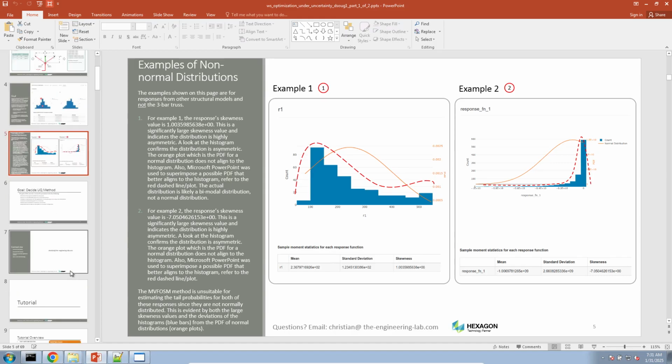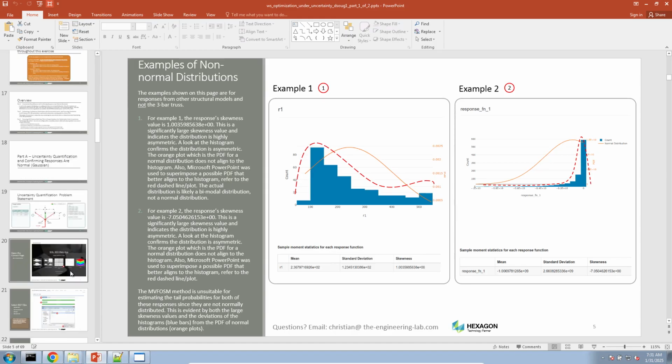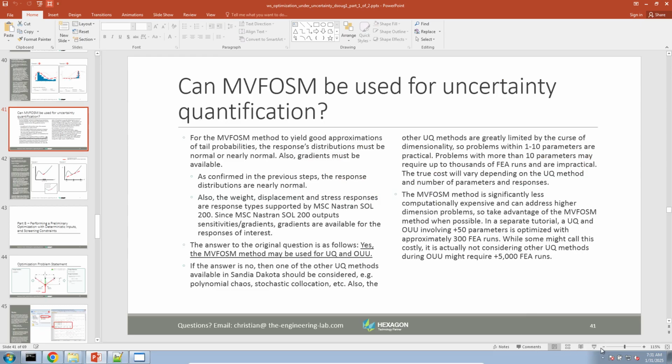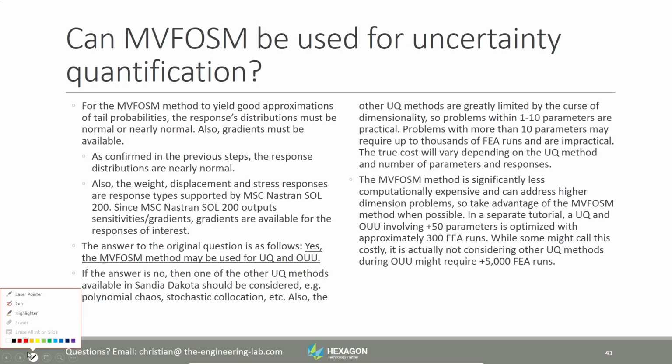So then, now that we know that, let's go back to one of the questions that we had. Can the MVFOSM method be used? And remember that there are two requirements in order to use the MVFOSM method. And as a reminder, the reason we want to use the MVFOSM method is because it's one of the most efficient UQ methods available. Instead of running Nastran thousands of times, maybe we only need to run Nastran a few dozen or a few hundred times to perform the uncertainty quantification.